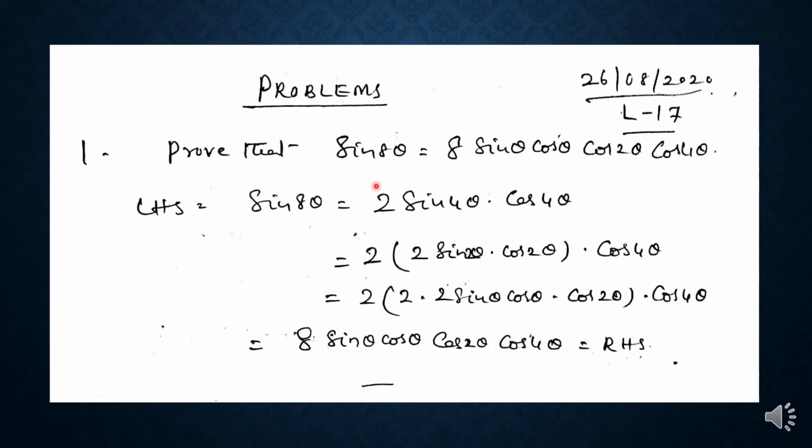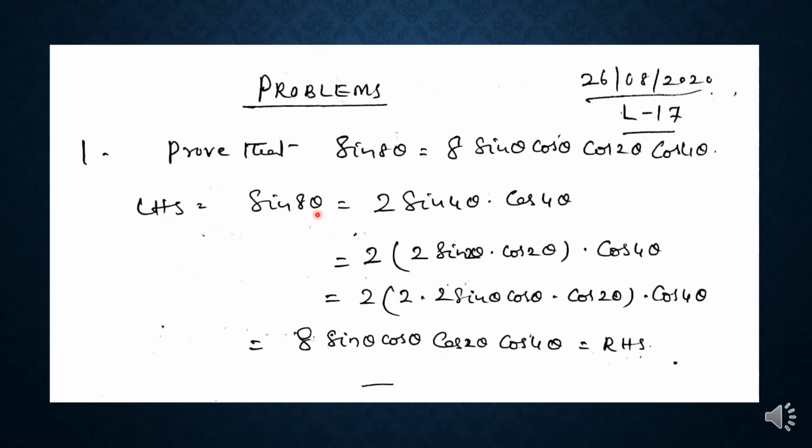Prove that sin 8 theta is equal to 8 sin theta cos theta cos 2 theta into cos 4 theta. To prove this, take LHS. In LHS we have sin 8 theta. Remember that we have the formula for sin 2a: sin 2a is equal to 2 sin a cos a. Or sin 2 theta can be written as 2 sin theta into cos theta. So here 8 theta can be written as 2 into 4 theta, so sin 8 theta can be written as sin of 2 into 4 theta.